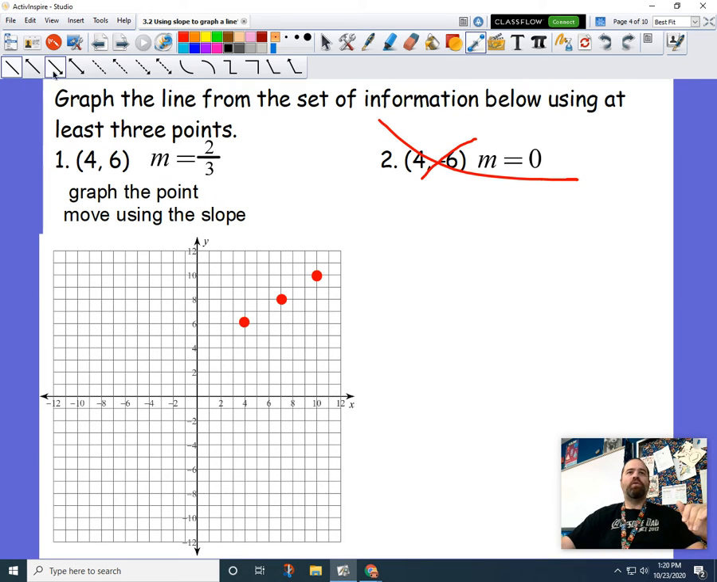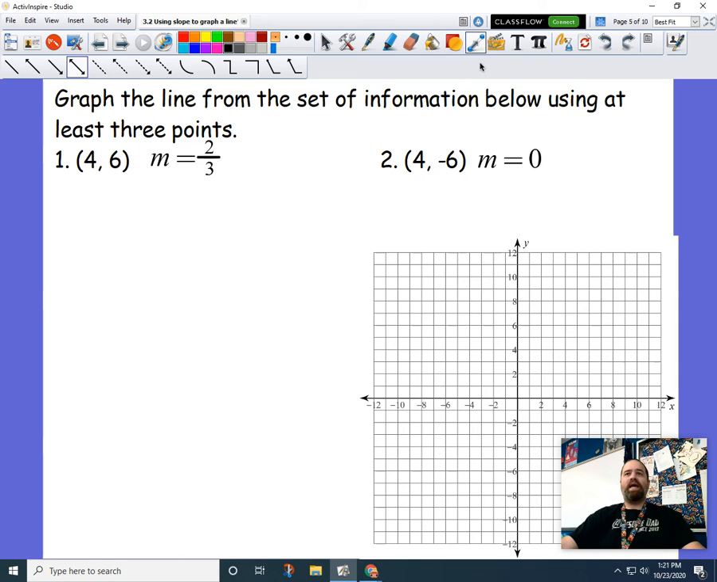So once you get your points graphed as best you can, draw a line through all 3 of those. Now, you're going to be using Kami to do this, so you might need to kind of play around with where the points are at so that they go through all three. But it should look something like that.